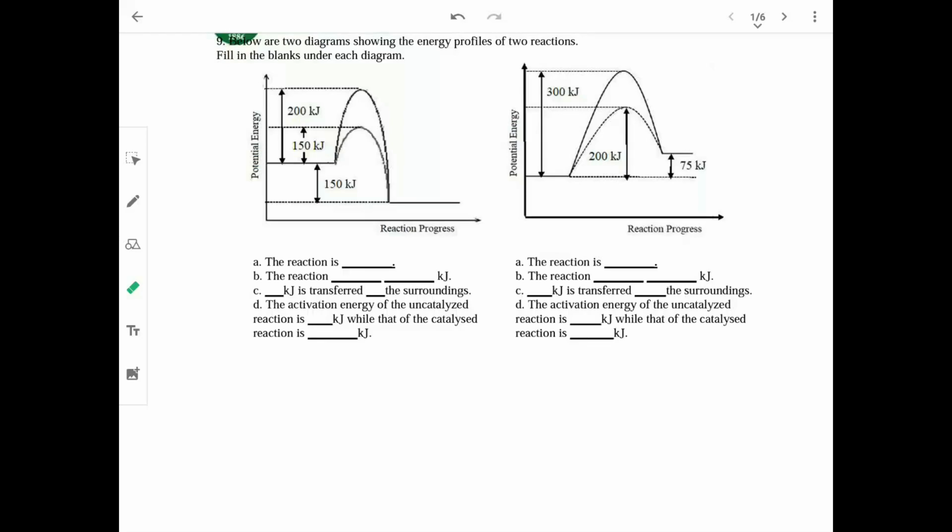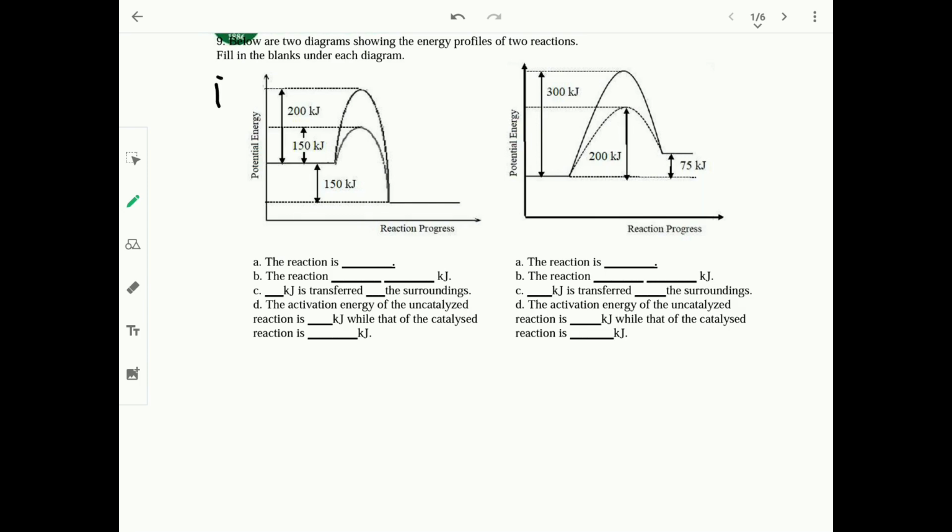Let's move on to question 9. Below are two diagrams showing the energy profiles of two reactions. Fill in the blanks under each diagram. Now I want you guys to fill in the blanks. I'll give you guys 2 minutes and then we'll check together. Okay, let's check it together.